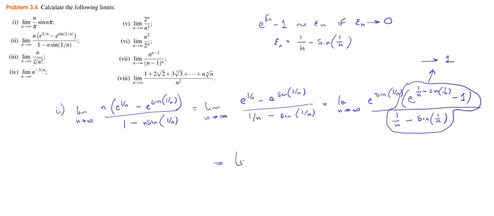So now my limit is just the limit when n goes to infinity of e to the sine of 1 over n. This is e to the limit of the sine of 1 over n, and this is the sine of the limit. When n goes to infinity, 1 over n goes to 0, the sine of 0 is 0, so the limit is e to the 0, or 1. Okay?